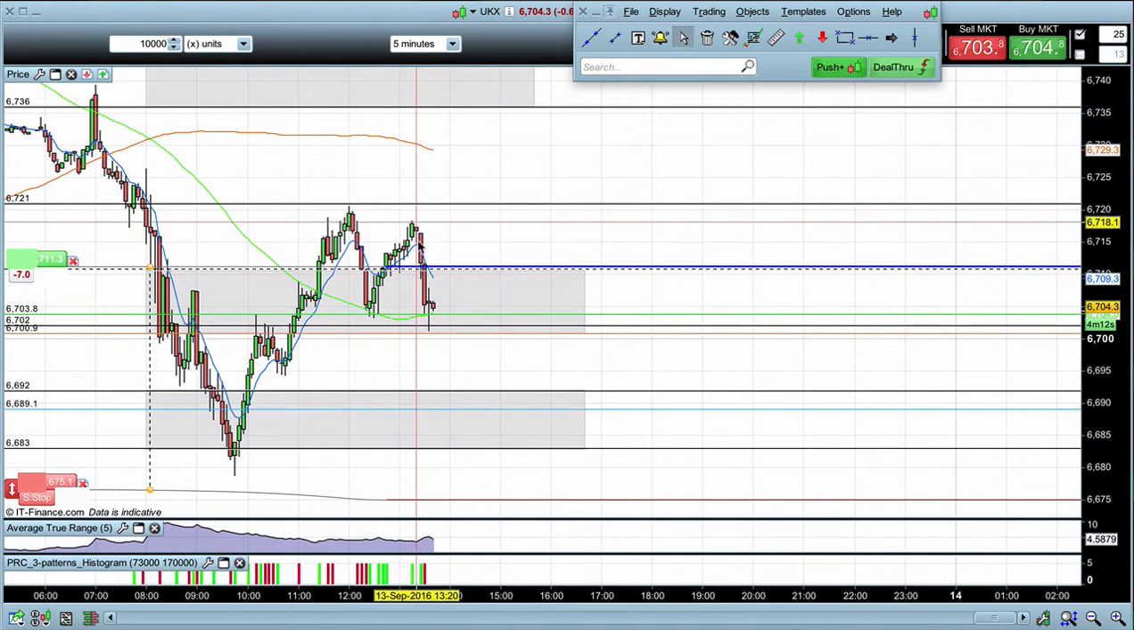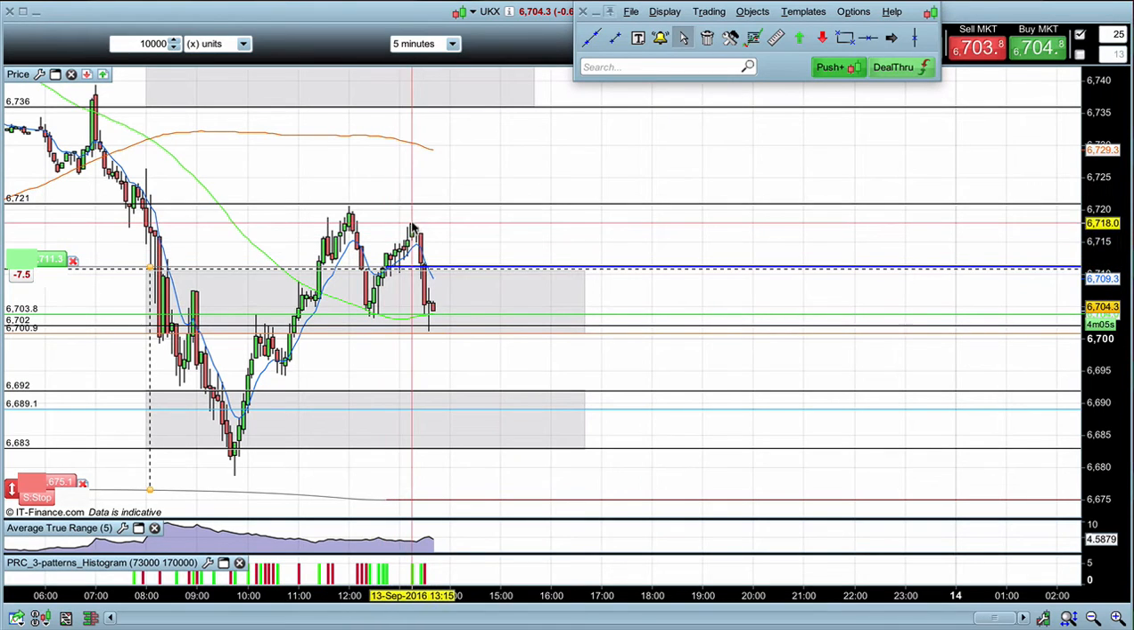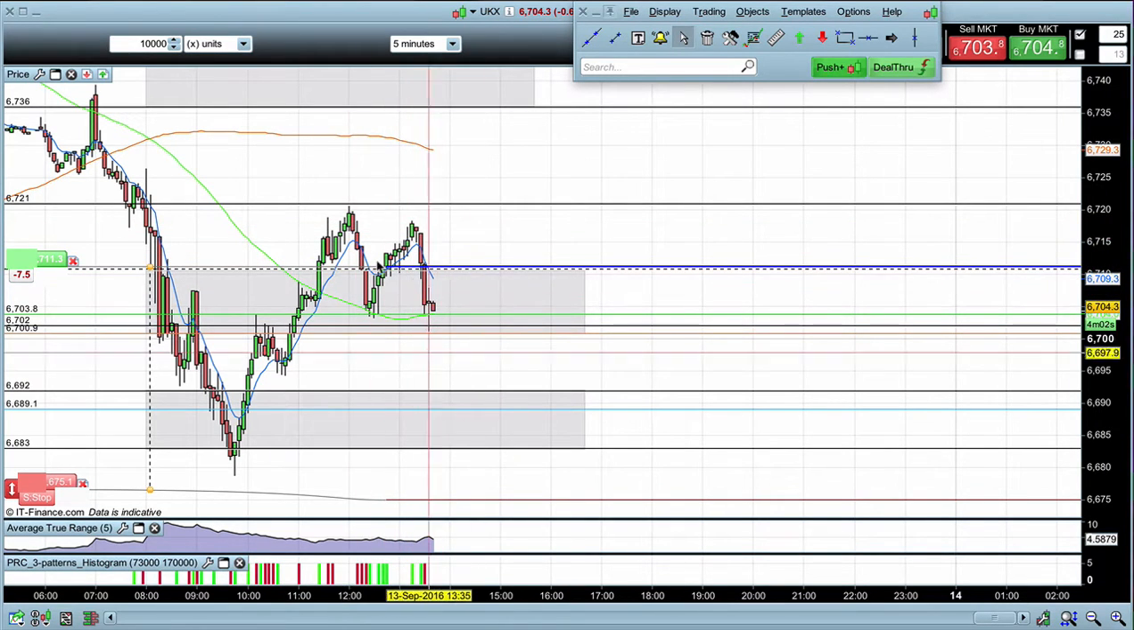It came back down on a relatively strong move after forcing its way up. However, while still in this zone, the trade's still valid. I'm still happy to be in it.